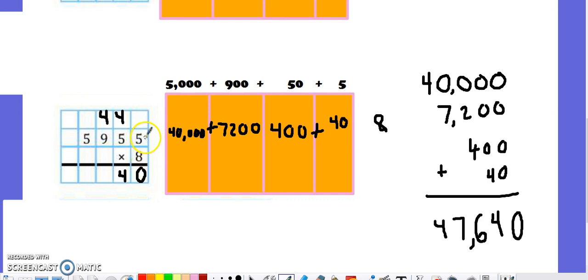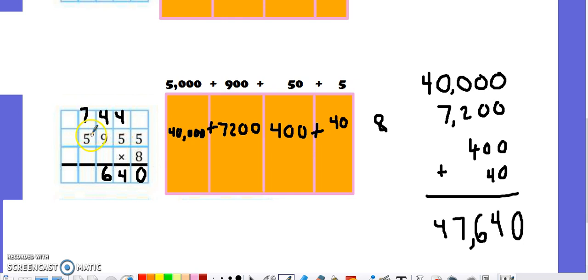I've already started the standard algorithm over here. 8 groups of 5 is 40. 4 groups of 10 and nothing in the ones. 8 groups of 50 plus 4 is going to be 44. So my 4 goes into the hundreds and my 4 down here. Then 8 groups of 9 is going to be 72, 73, 74, 75, 76. Carry my 7. Bring down my 6.